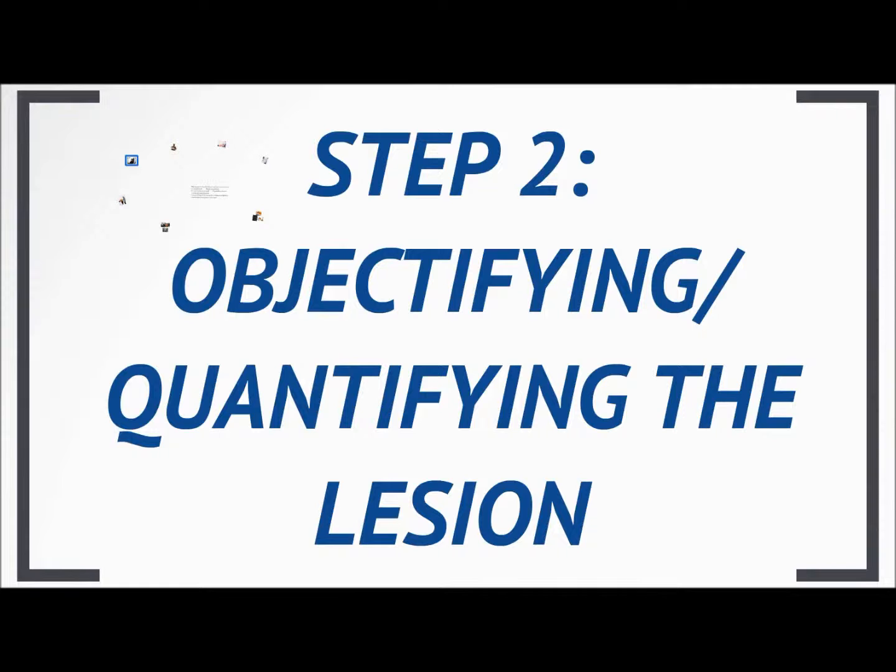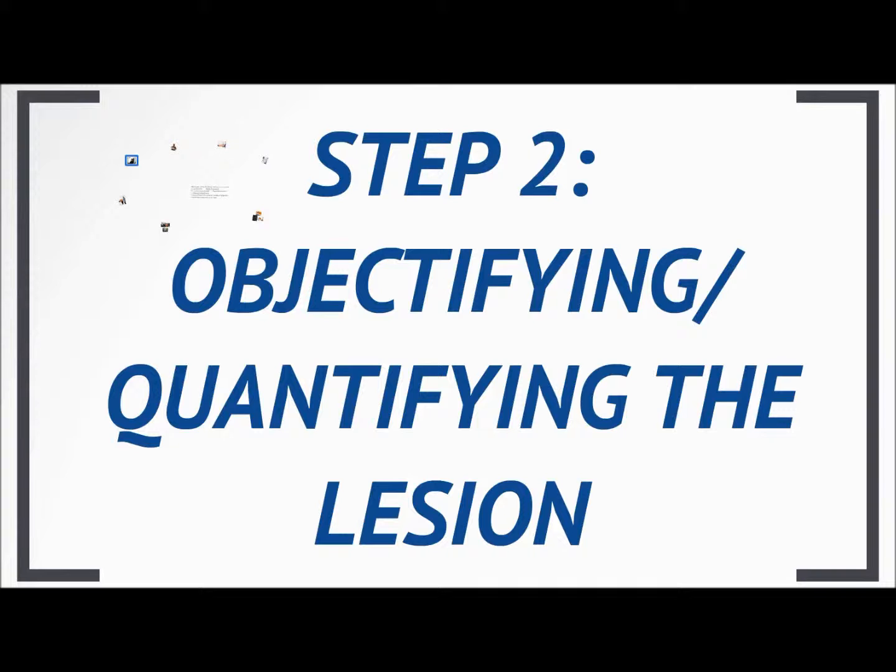Welcome to part 2 of our personal injury education series. In this video, we will go over objective tests to help quantify a lesion or area of injury in an auto accident case. Objective measures are very important to a case because unlike subjective measures, which are qualitative and based on observation and patient perception, objective measures are quantitative.